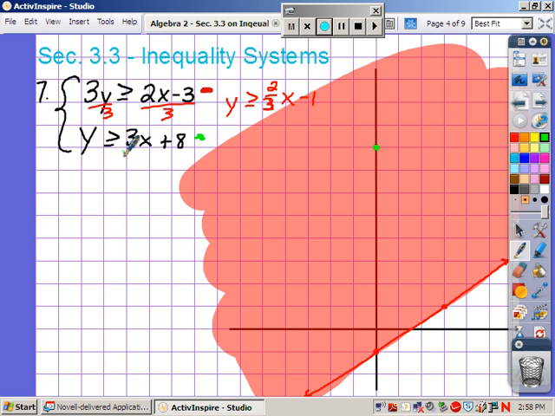Then I'm going to use slope of the line, up 3 and over 1. I need a solid line there. So when I shade this one, again, it's greater than, so I'm going to go up from the line. So it's all of this area over here.